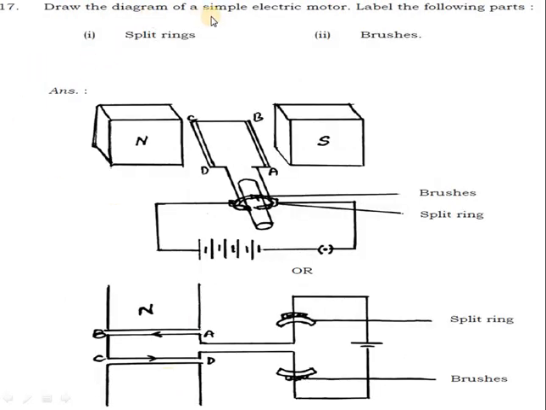Draw the diagram of a simple electric motor, label the following parts, split rings and brushes. For a simple electric motor, you can write any one of these diagrams, both diagrams are correct. Here you are having the split rings and these two are the brushes.